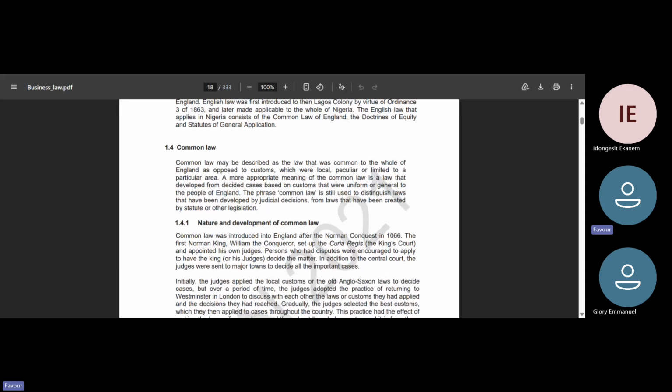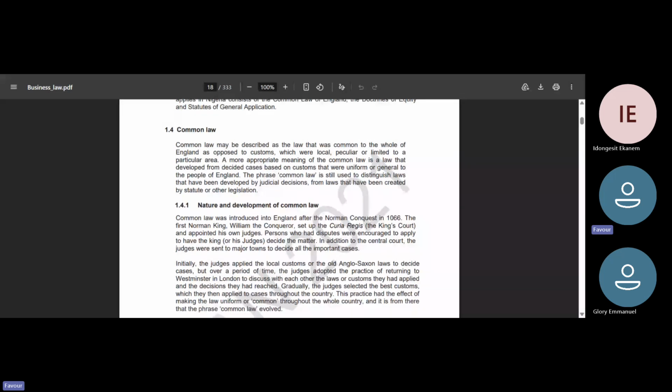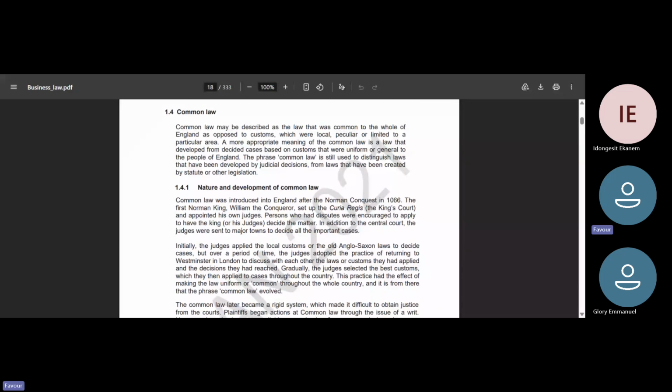So the common law was introduced to England after the Norman conquest in 1016. I really cannot tell if you can still hear me, but I'm going to go on because the class is being recorded. So I'll assume if you cannot hear me, you can listen to the recording later and get what you need from that. So it was introduced into England after the Norman conquest. The first Norman king, William the Conqueror, set up the Curia Regis and appointed his own judges.